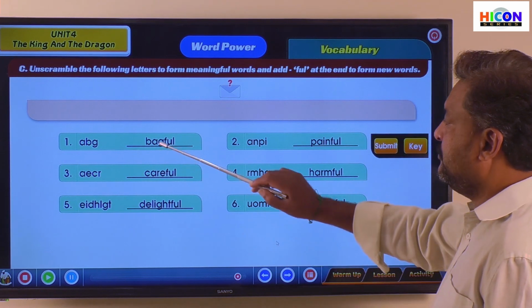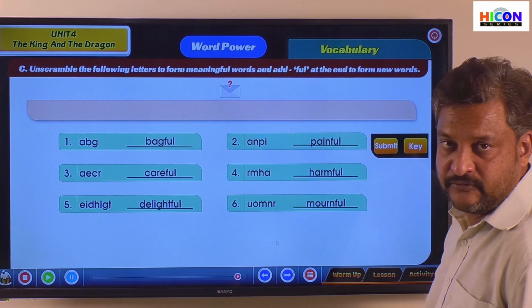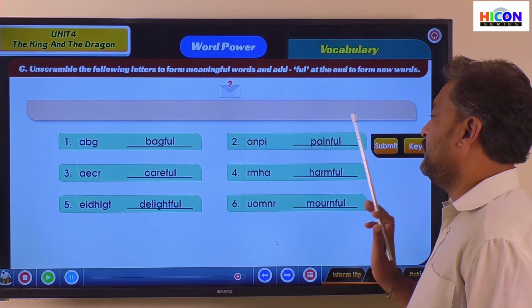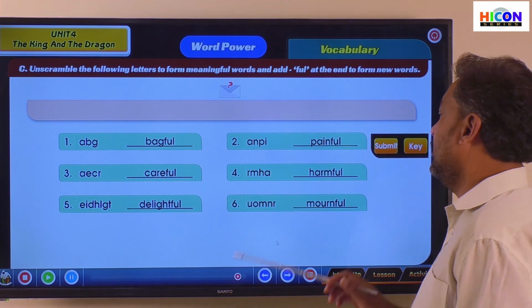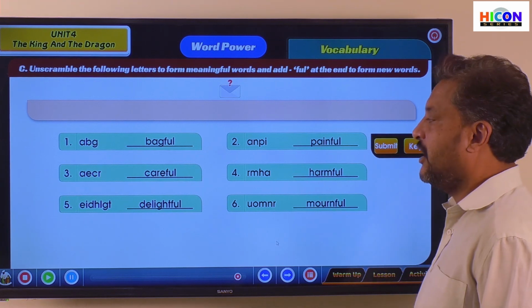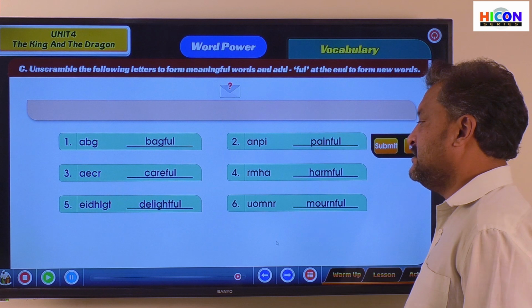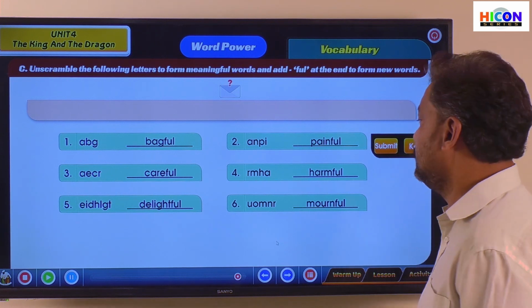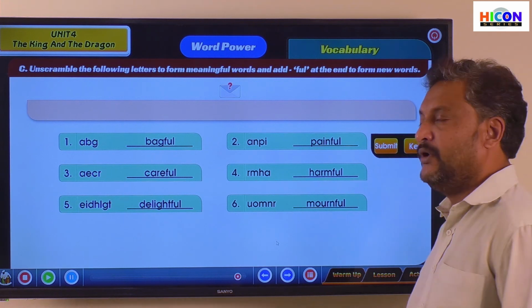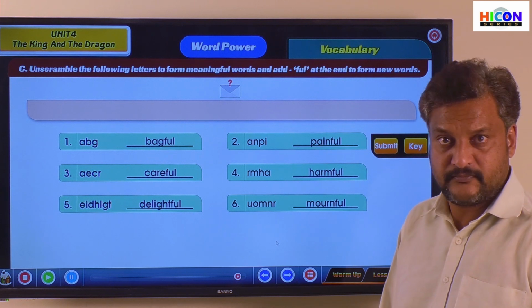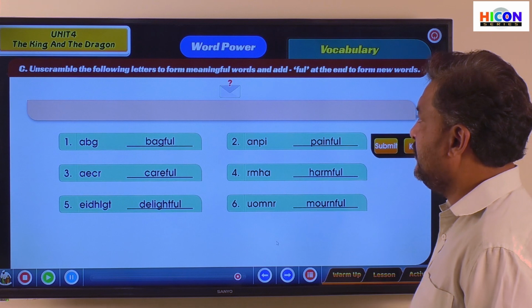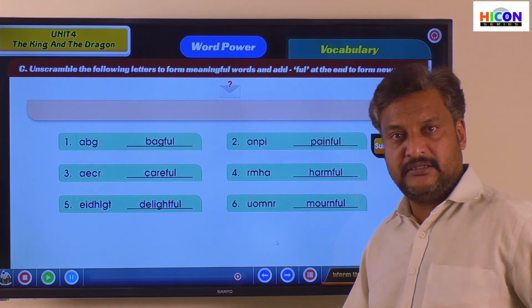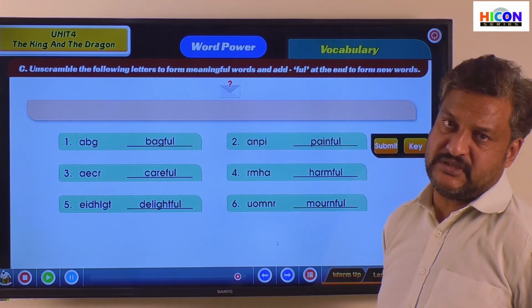Yes. So BAGFUL, bagful. PAINFUL, painful. CAREFUL, careful. HARMFUL, harmful. DELIGHTFUL, delightful. MOURNFUL, mournful. Right? Okay. Now, I will keep the screen the same for another minute so that you can go through these words once again.